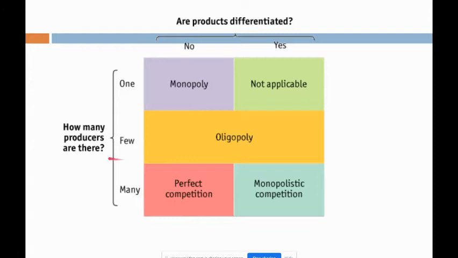In this little chart, you'll see on the left side how many producers there are, and at the top, how our products are differentiated. Differentiated is a fancy word for, are they different? Do consumers see them as different? With our 2 topics we're going to talk about today, monopolies and perfect competition, we see that people don't see the difference in the products. Where we really see the big difference is how many producers there are. In perfect competition, there are many, and with monopolies, there's only one. Oligopolies and monopolistic competition are going to be for another day.